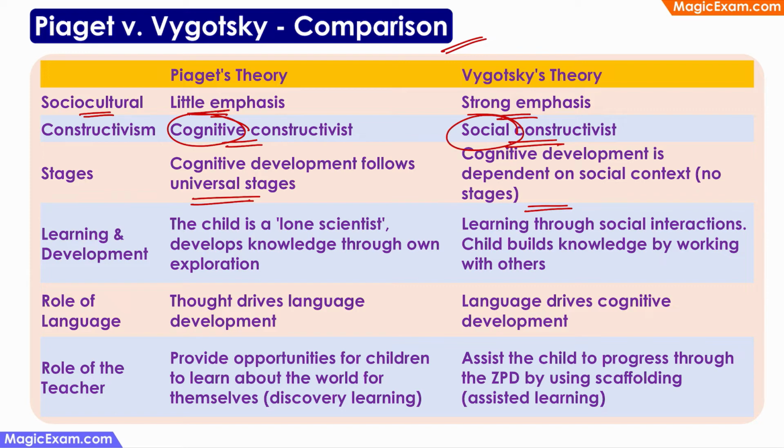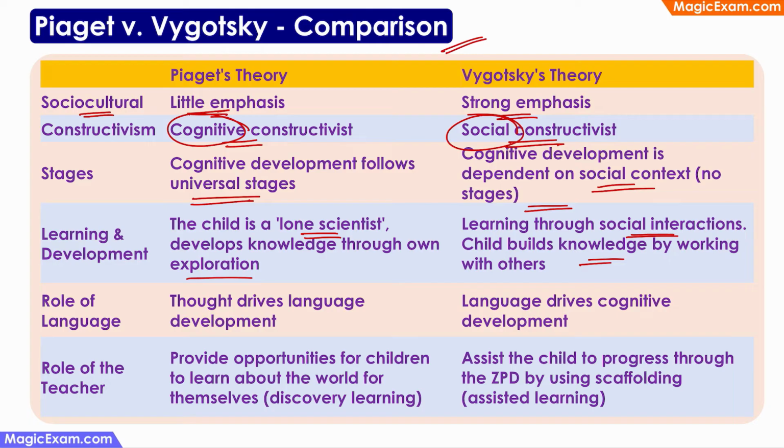So he says that development happens due to social context, that is, if the child is getting more social and cultural inputs, then the development happens faster, whereas if the child is getting very little social interaction, then the development is slower. So he doesn't talk about any stages. And next, Piaget says that the child is a lone scientist, that is, he develops a lot of knowledge through his own exploration, through his own experiments, through his own experience, whereas Vygotsky says that a lot of learning happens through social interactions and the child learns a few things from others and builds on top of that knowledge.